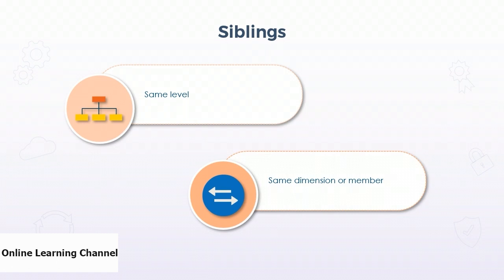Note that it's important they're associated to the dimension or member directly above them, and not several levels above them in the hierarchy. So for example, all stores under the country Canada are not necessarily siblings, because they belong to different areas.